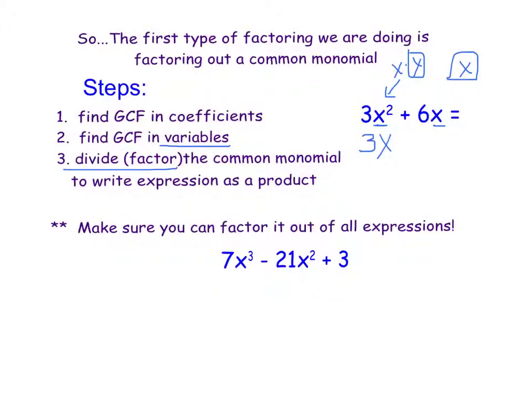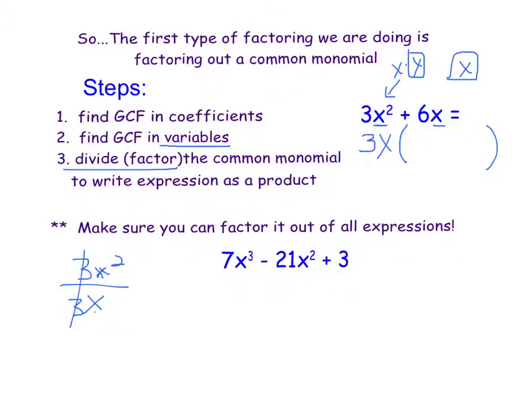Then I'm going to divide out the common monomial to write the expression as a product. So if I divide 3x squared by x, this goes back to our division rules of exponents. That cancels.